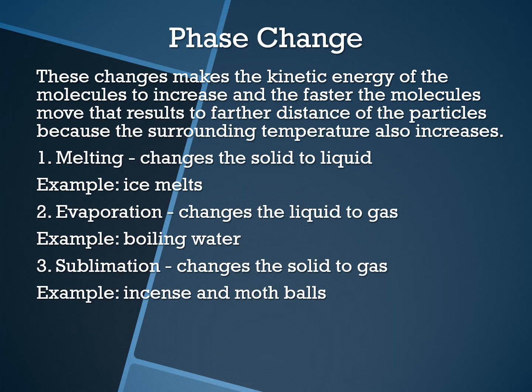These changes make the kinetic energy of the molecules increase, and the faster the molecules move, the farther apart the particles become, because the surrounding temperature also increases. So take note, these three phase changes are because of the increase in temperature of the surrounding area. Once it increases, the kinetic energy increases and the molecules move faster. When they move faster, the molecules also become farther apart.